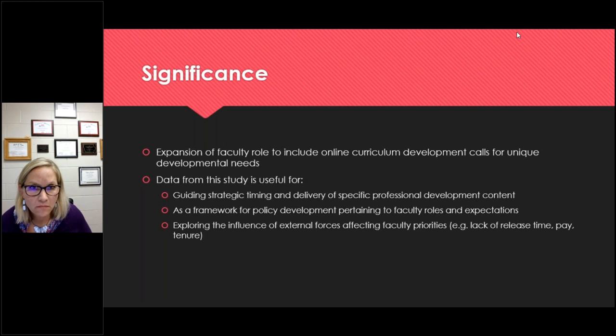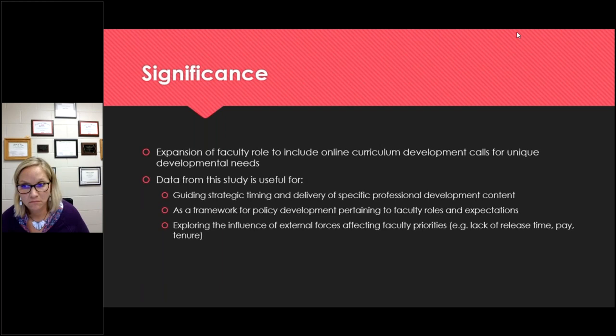Now that is increasingly popular with the MSN Ed and that kind of thing in nursing education, but outside of nursing, and even sometimes within nursing, PhDs in nursing or other emphases do not provide formal training on learning theory and things of that nature. So data from this study will be useful for guiding strategic timing and delivery of specific professional development content. We'll talk about the discussion of findings. There are certain developmental plateaus throughout the life of a career. This can also be a framework for policy development pertaining to faculty roles and responsibilities.